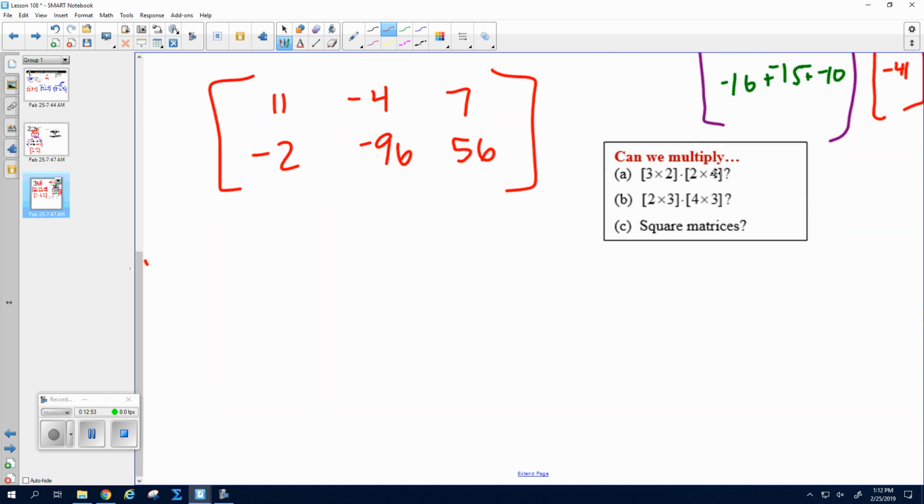All right, can we multiply a 3 by 2 and a 2 by 4? Yes, we can. What's my resulting matrix going to be? 3 by 4. Can I multiply a 2 by 3 and a 4 by 3? Nope. How about square matrices like 2 by 2s and 2 by 2s and 3 by 3s and 3 by 3s? Yes, for sure we can. Thanks, guys.